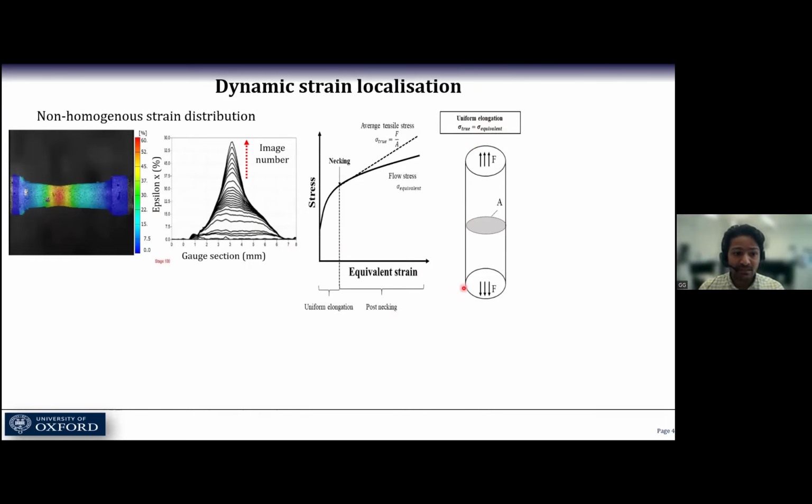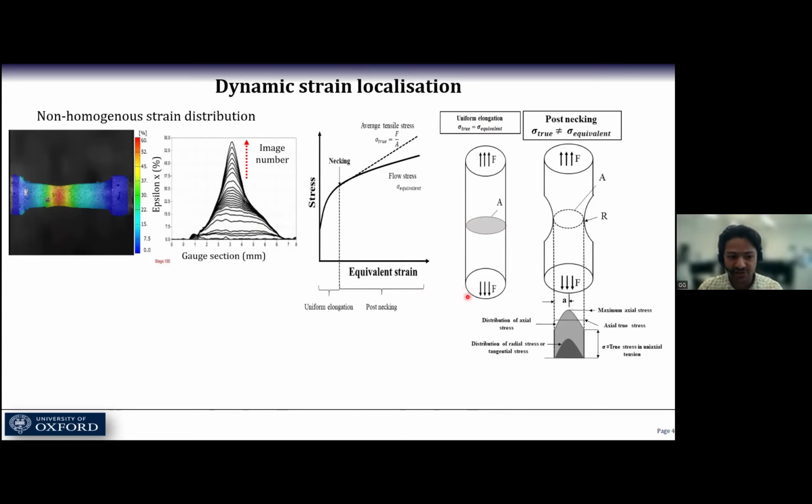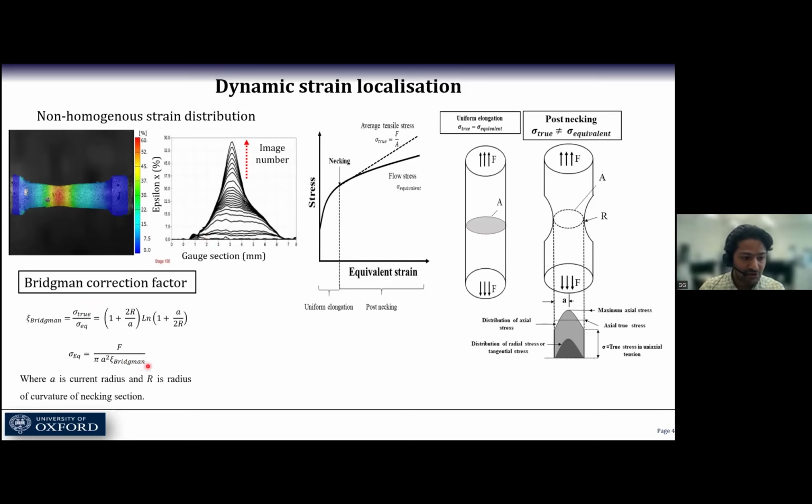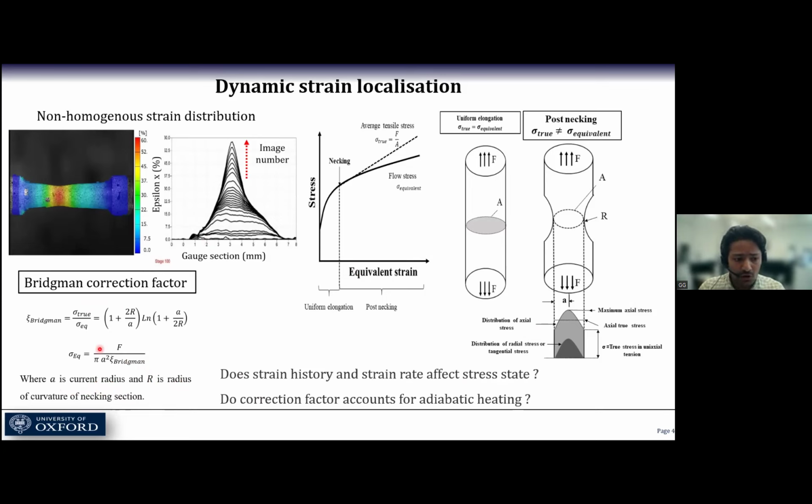But once the necking initiates, the strain localization initiates, we see contributions coming from other stress components, such as radial and tangential, or hoop stresses. These stresses can still be corrected. True stresses can still be corrected to equivalent by using correction methods such as Bridgman, which is geometry dependent and requires continuous measurement of the current radius and also the radius of curvature. However, now the question arises: does this correction factor account for adiabatic heating as well? Also, do strain history and strain rate affect the stress state in the necking cross section?